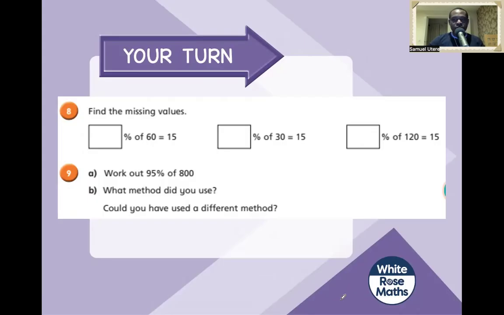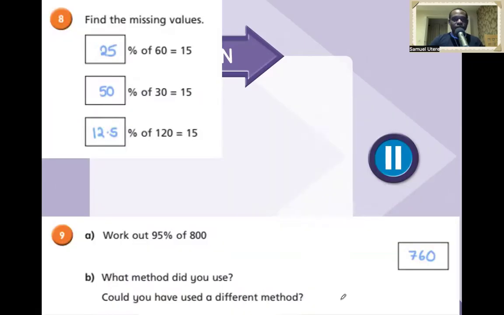Assuming you've paused the video and you've answered the questions, here are the answers. Let's just explain quickly how we got some of these answers. Here they're asking us what percentage of 60 is equal to 15. Remember what we did? You say, okay, how many lots of this can you get from that? Because this is always 100%, the amount you're trying to check what percentage of it gave you this.